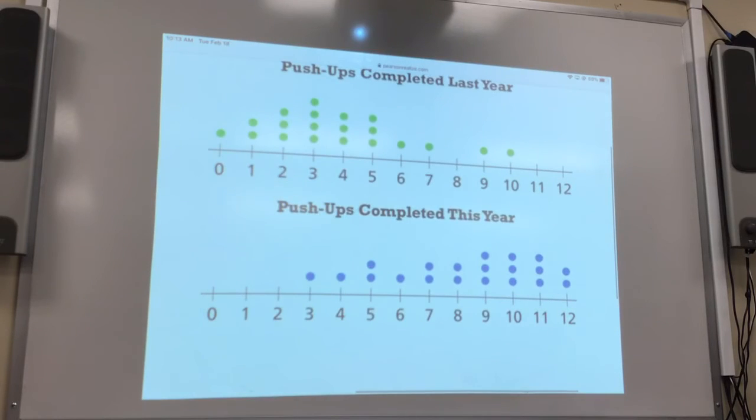Okay, what do you think about this one? Different dot plots. Same push-ups last year, push-ups this year. Very not the same dot plots though. So give me a general inference from last year to this year.